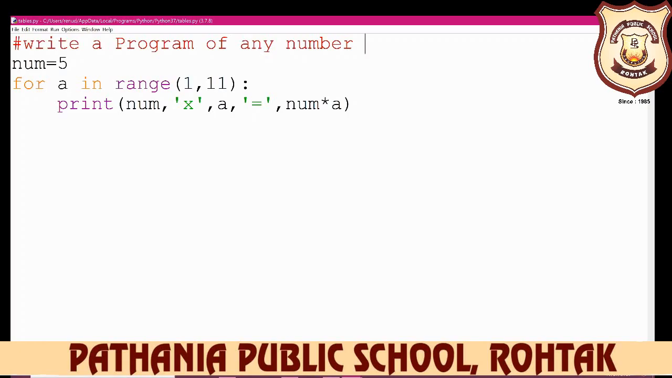And in the practical implementation of for loop, today we create a program to write a table of any number. For this, first you take one number, num is equal to 5. For example, we want to write down the table of 5. So you write down num is equal to 5.